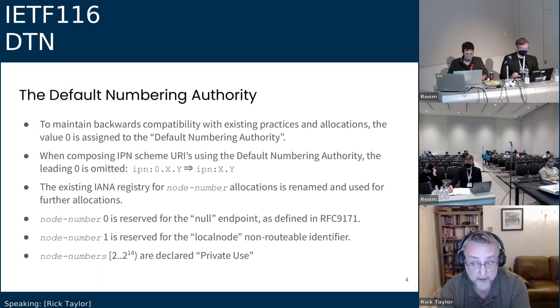Happy to use them within that, but do not assume uniqueness outside of that scope. And that's in line with current deployments. Beyond 2 to the 14, all of the extra allocation comes out of the existing registry. So if you already have an allocation in the CBHE registry, that will continue. You won't lose your registry.